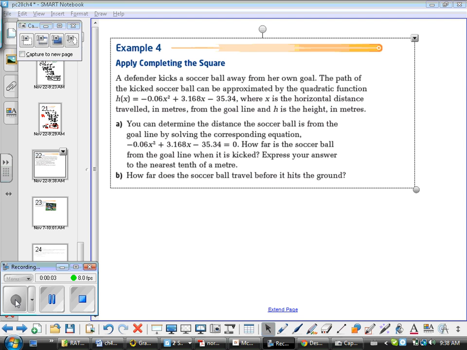Okay, so this one looks like it's going to be pretty messy, but I think that we'll be able to do it. Just follow the same method. Don't be scared away by those decimals.